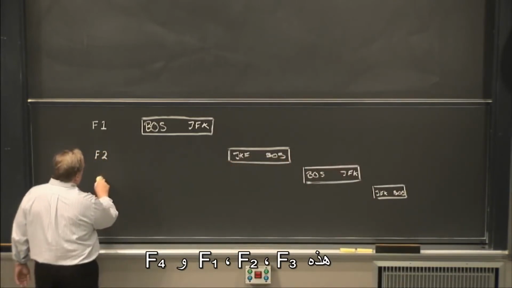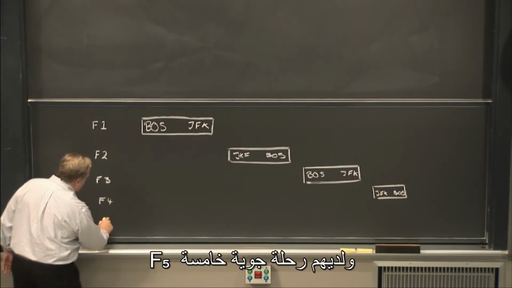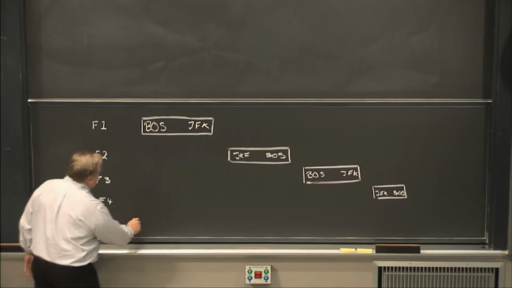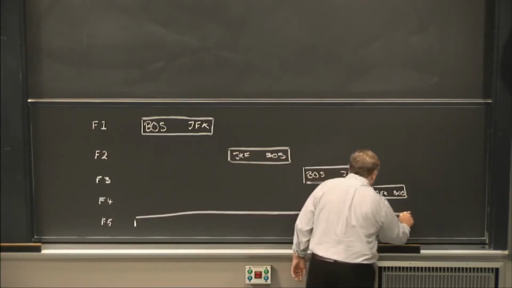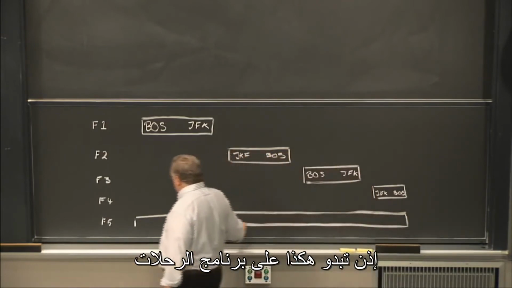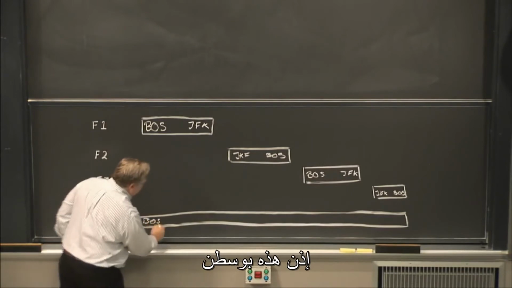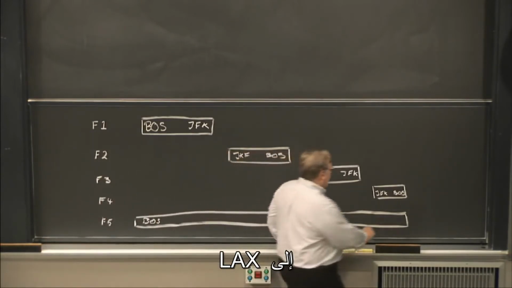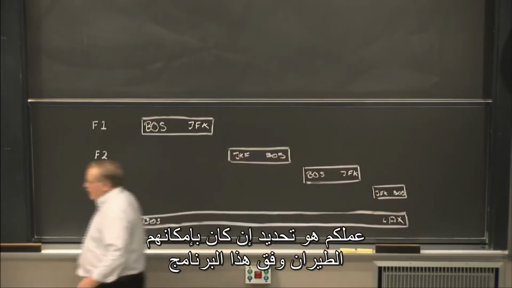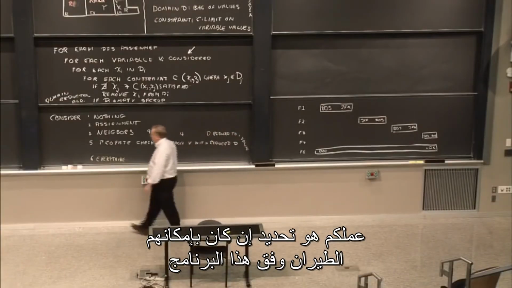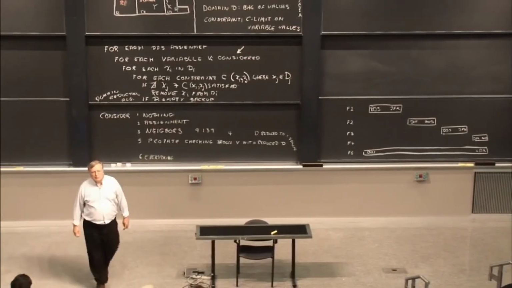So that's F1, F2, F3, and F4. And they have a fifth flight, F5, that goes from Boston to Los Angeles. That takes a long time. So it looks like this on the schedule. Of course, we have time going that way. So that's Boston to LAX. Now your job is to determine if they can fly this schedule with 4 aircraft.